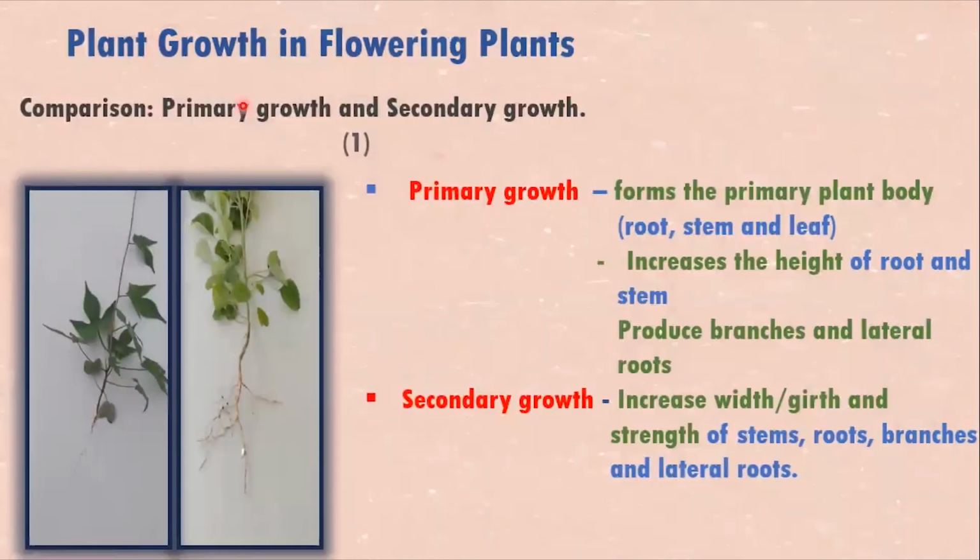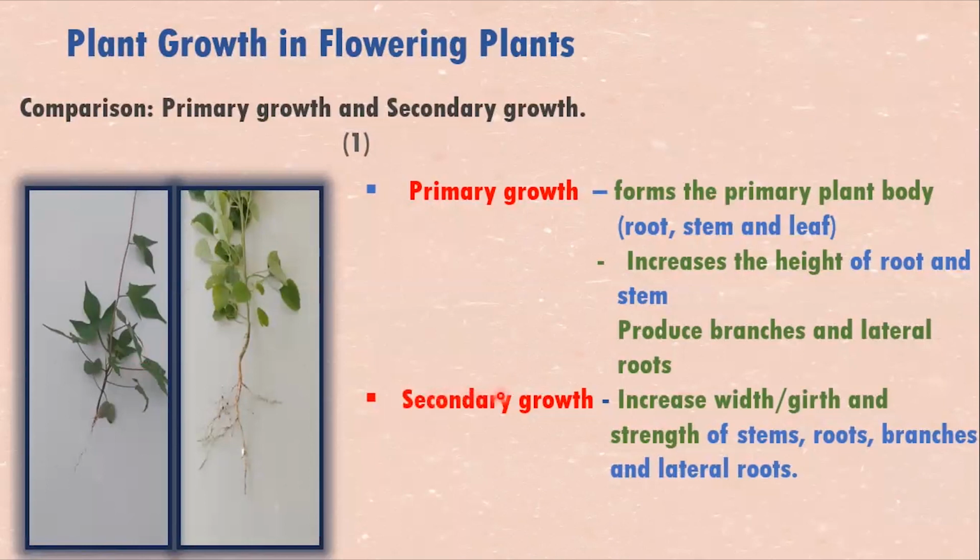So, what is primary growth? Primary growth forms the primary plant body, which is stem, root, leaf, increases the height of these and produces branches and lateral roots. So we have this plant here, a very young one. That is the primary plant body. It's the stem, leaves, root system. See some branch here, the same thing here, the stem, the leaves, root system. This is the primary plant body that shows primary growth.